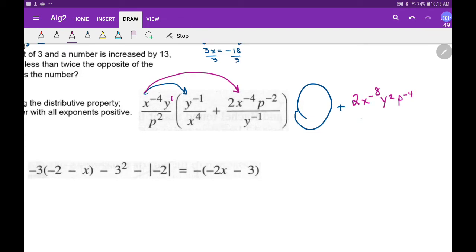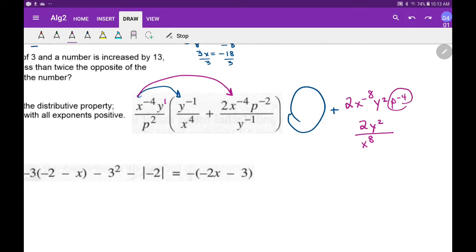Okay. So I guess the 2 and the y squared get to stay on top, but then x to the 8th goes on the bottom, because I need to change that to a positive. And I need to change this to a positive, so it's going to be p to the 4th on the bottom. Plus whatever you got the first time.